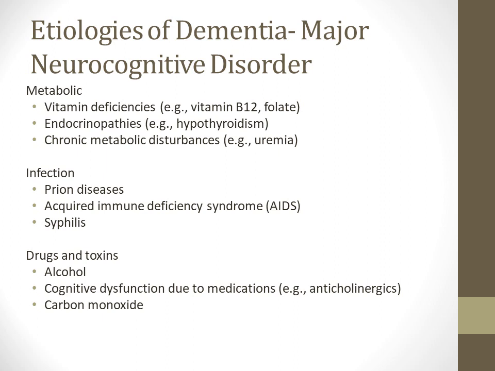Metabolic causes include vitamin deficiencies such as vitamin B12 and folate, hypothyroidism, chronic metabolic disturbances. Infections such as prion disease, acquired immunodeficiency syndrome, and syphilis contribute to dementia. Drugs and toxins include alcohol, cognitive dysfunction due to medications such as anticholinergics, and carbon monoxide.